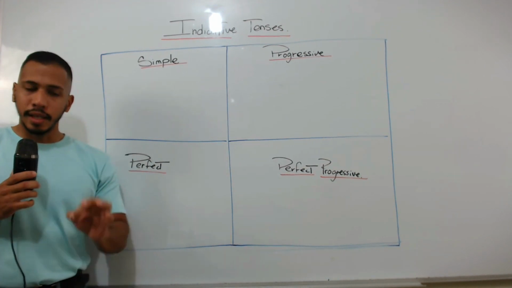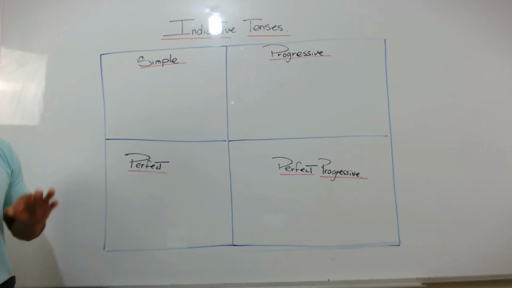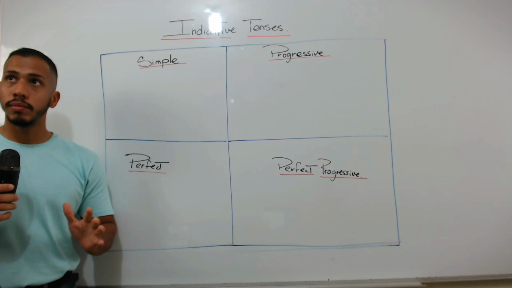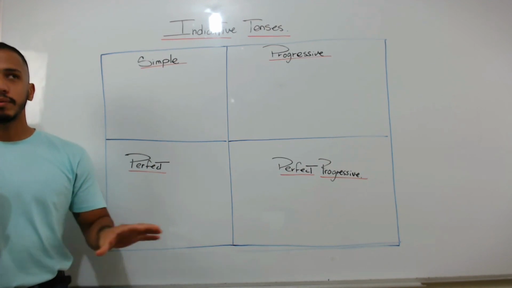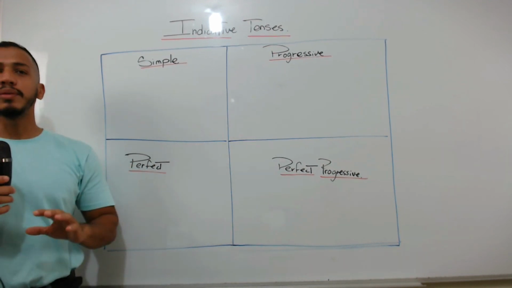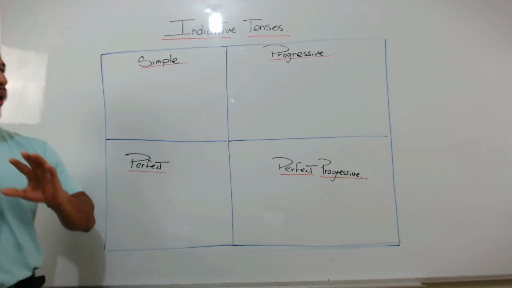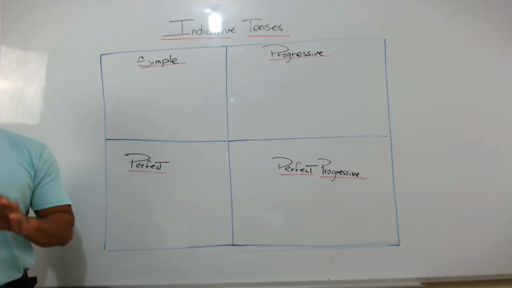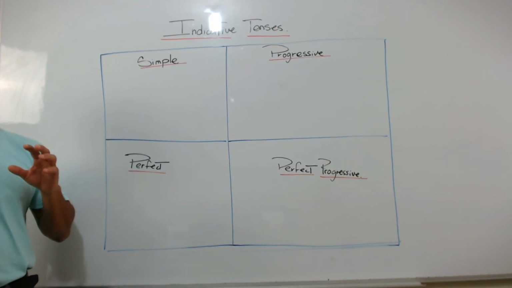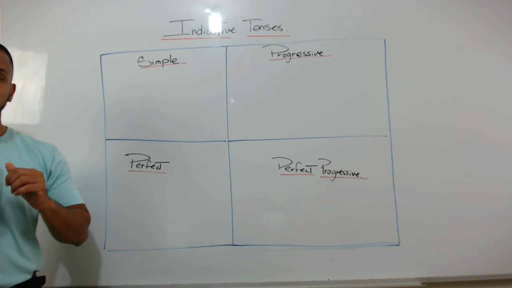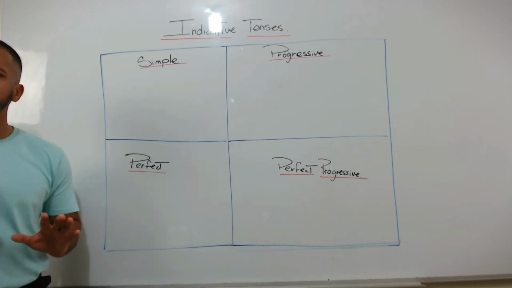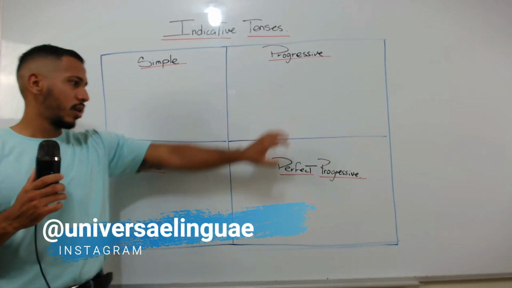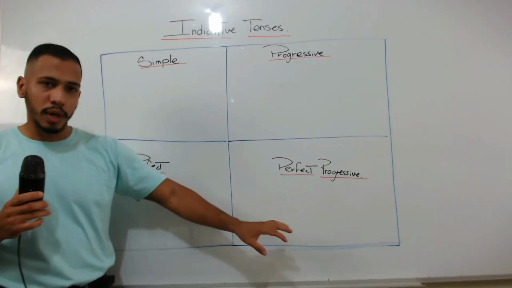In indicative tenses, we have four groups in English. In Spanish, we have more. I'm not going to talk about all of them, but we are going to talk about Spanish. So, in English, we have four groups of tenses within indicative. We have the simple ones, the progressive ones, the perfect, and the perfect progressive.